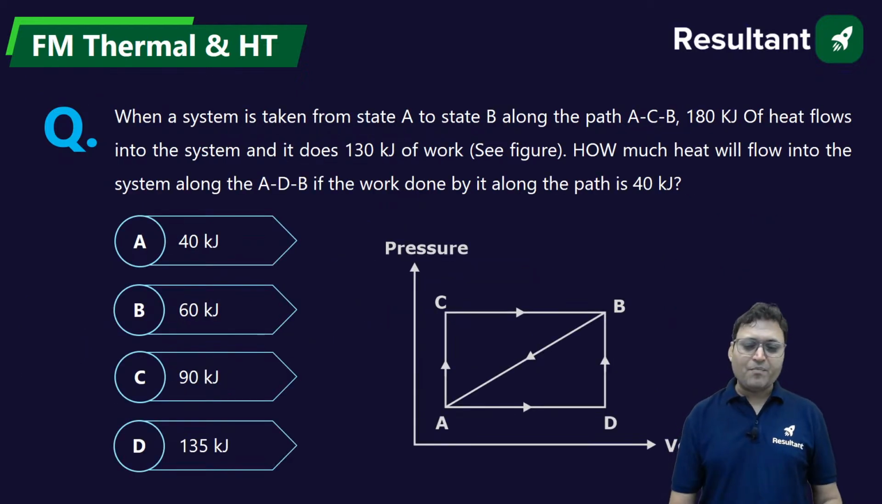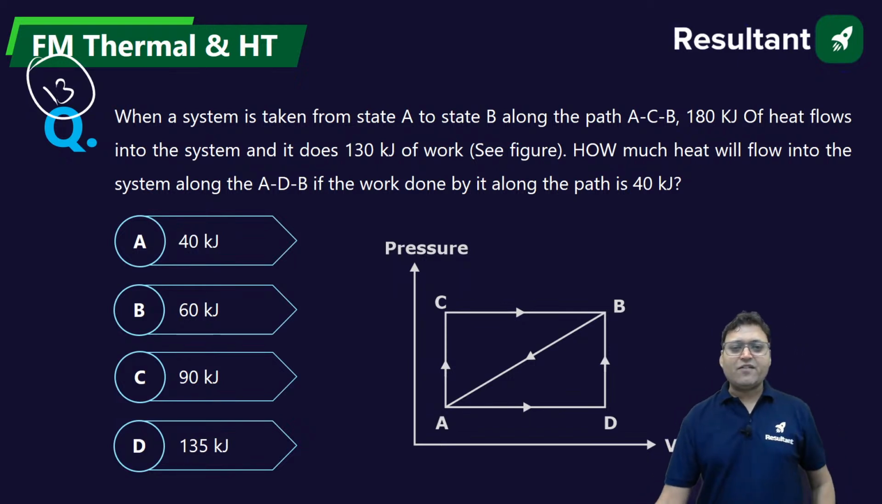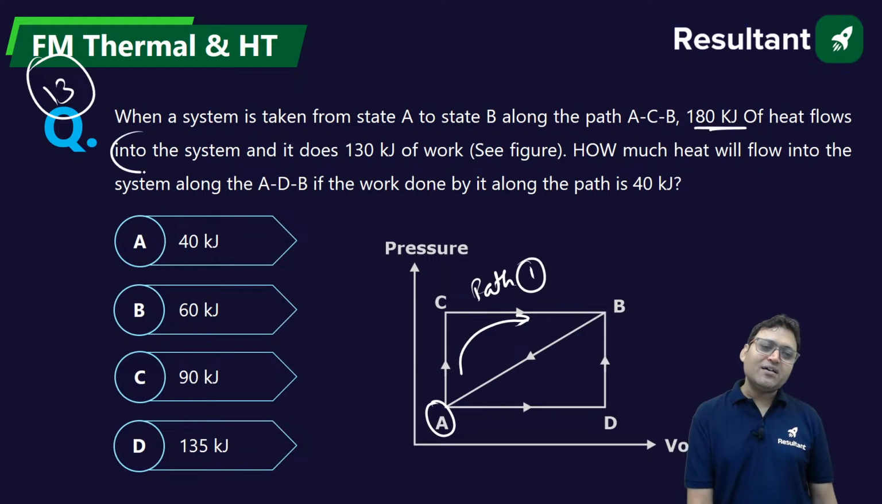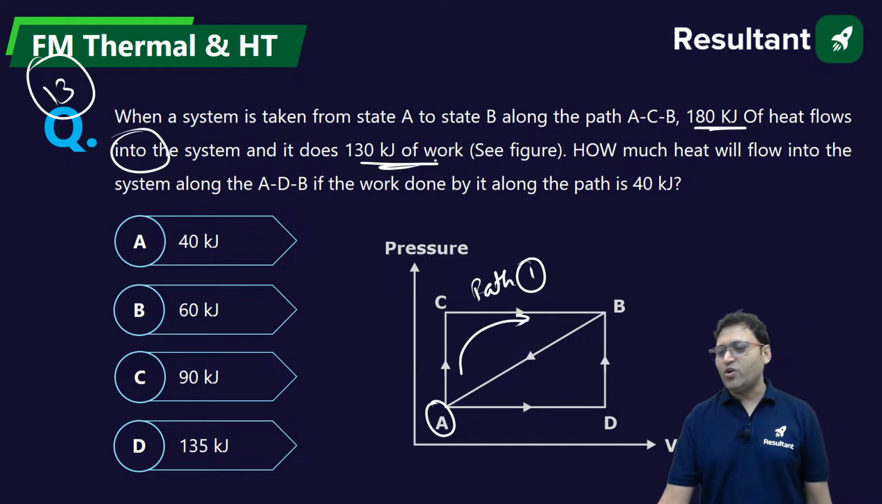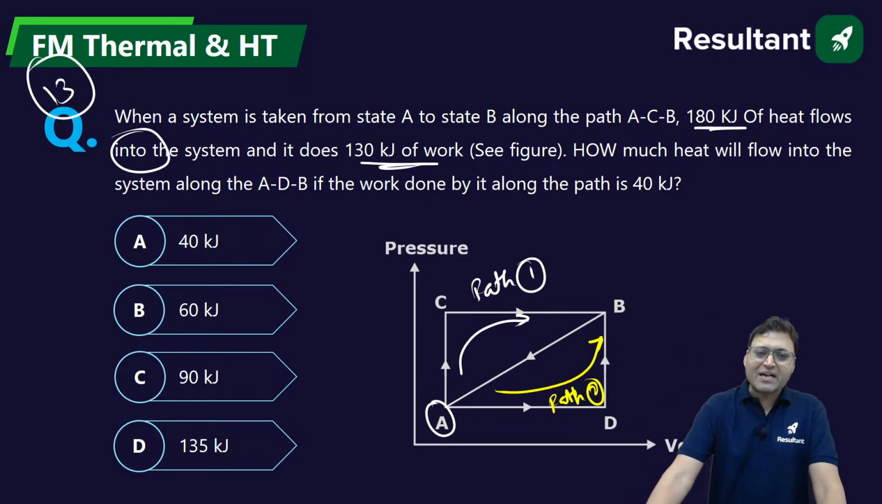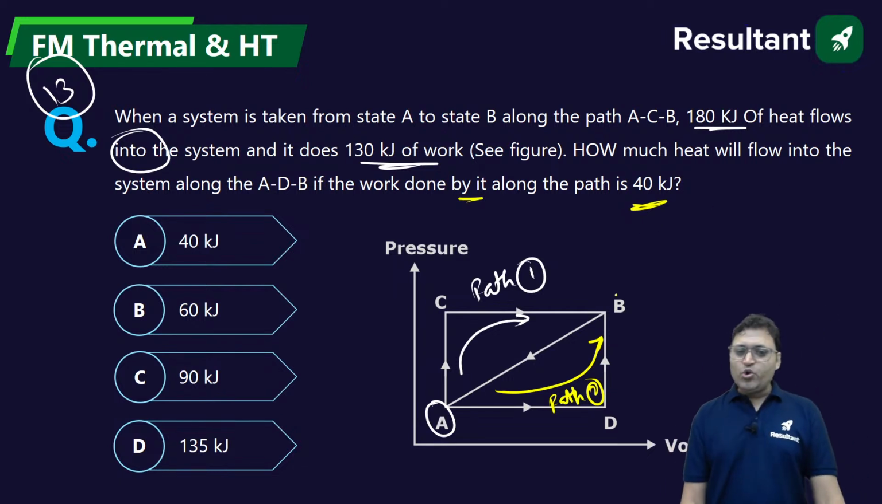The next question, question number 13, is on your screen. When a system is taken from state A to state B along the path ACB, this is path 1, 180 kilojoule of heat flows into the system and it does 130 kilojoule of work. As you can see in the figure, how much heat will flow into the system along another path ADB, let me call it path 2, if the work done by the system along the path ADB is 40 kilojoule?